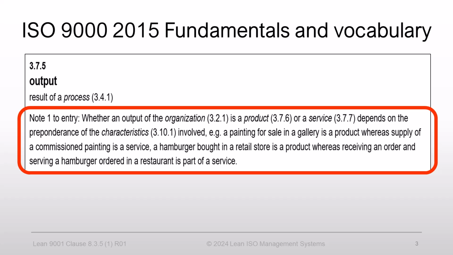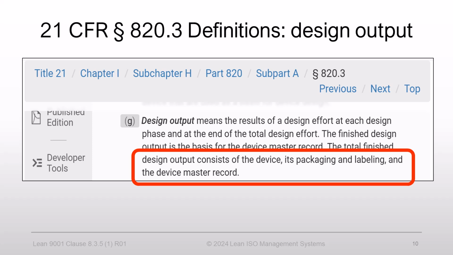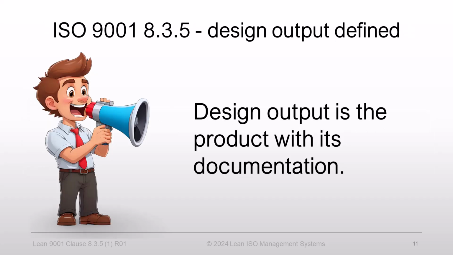As before, the standard does not help in defining output either. So, forget about preponderance, paintings, and hamburgers, and as previously, let's consult alternative sources to understand what output is. The same 21 CFR 820 defines design output as the results of a design effort. The total finished design output consists of the device, its packaging and labeling, and the device master record, which is a compilation of procedures and specifications for a finished device. So, we will take this as the definition of the design output, which is the product with its documentation.